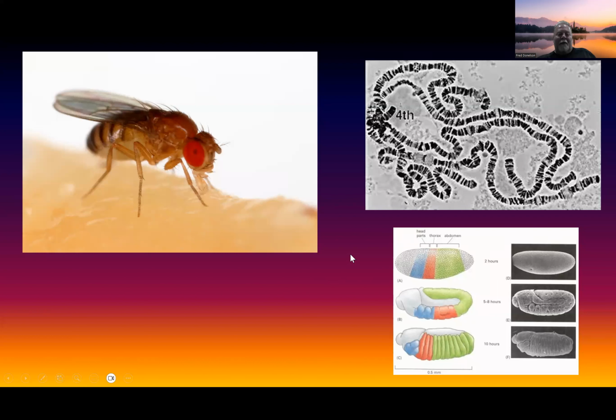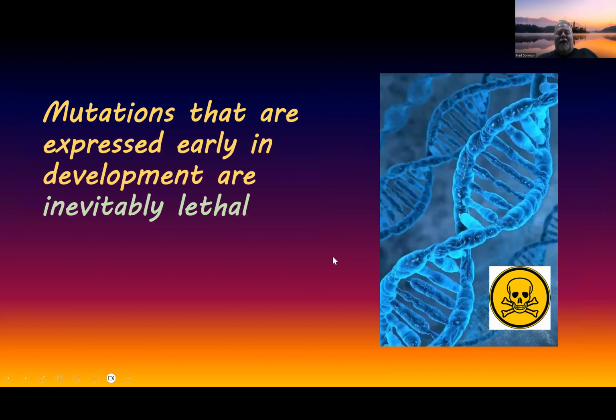Now, what was really interesting about what they found, and they got the Nobel Prize for this, is that they mapped the whole genome of the Drosophila. It was very intense work for several years. But what often isn't talked about is that when they were doing this, they found out that the mutations that are expressed early in development are inevitably lethal. In other words, if you had mutations that occurred early in the development of the embryo, they were lethal.